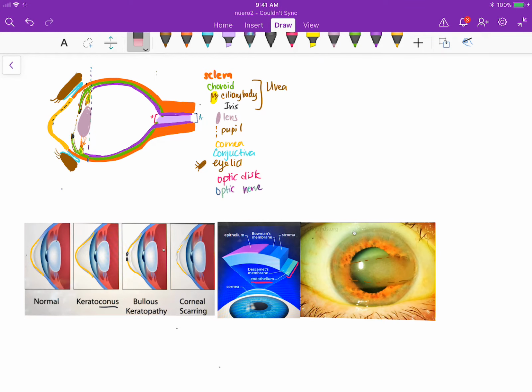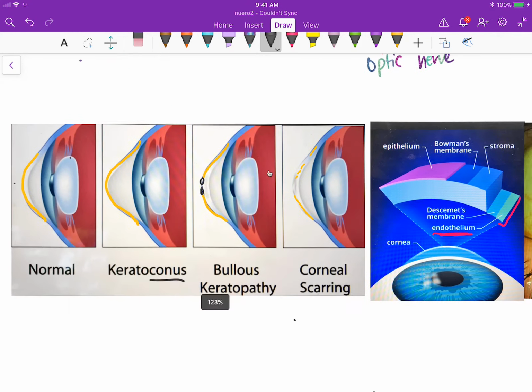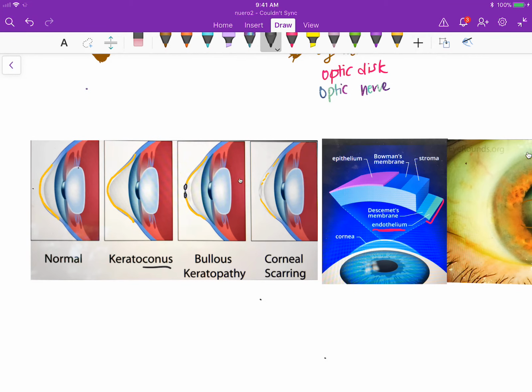All right, so now we're going to talk about the different types of problems in the cornea. Remember, the cornea is this part of our diagram. This is the yellow part. This is the problems with the cornea. Now, the first problem is the keratoconus.